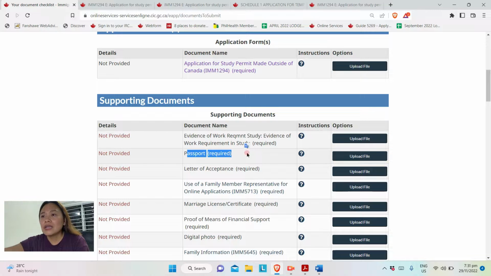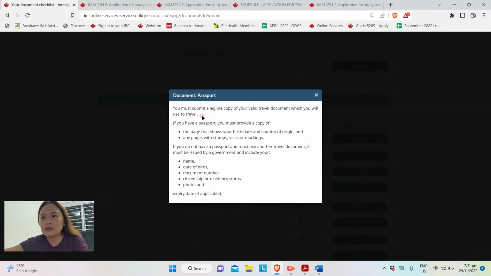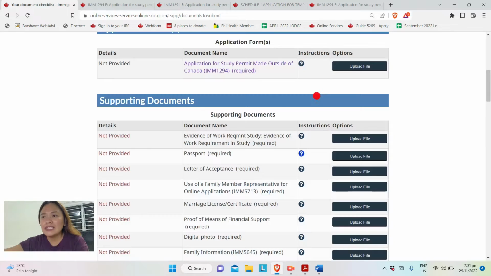Okay, passport. You have these question marks here that you can click on to give more details about what they need. Okay, for passport, you have to scan all of the passports that you have had ever since you began having passports. Like in my case, I think I have 4 or 5 passports now, so I had to scan the bio page and all the pages with the stamps. Okay, so put it in one PDF file. Okay, letter of acceptance or the LOA required, of course.